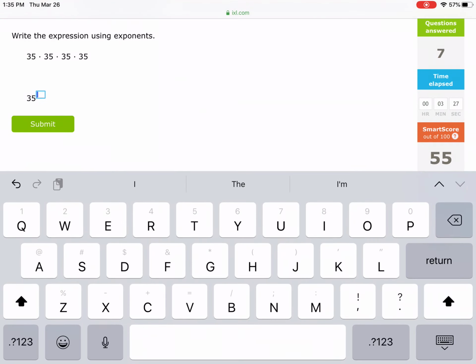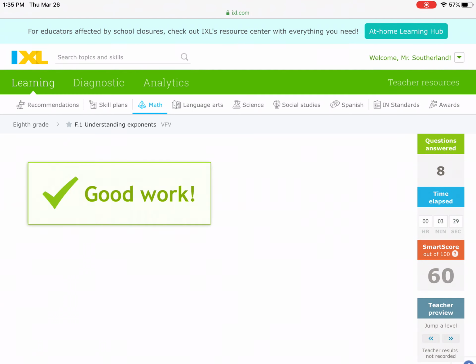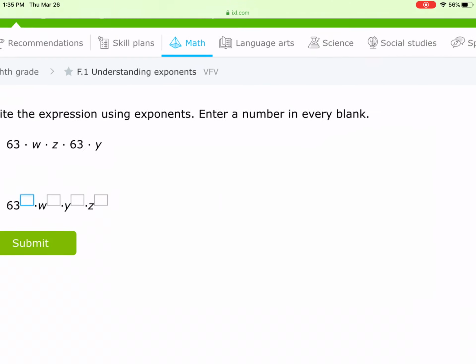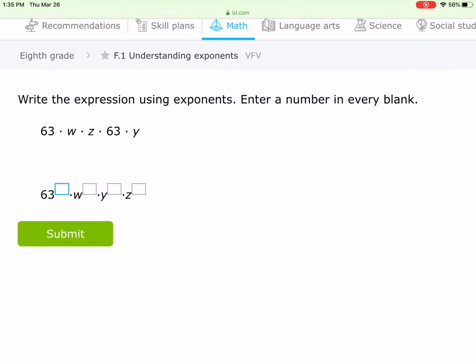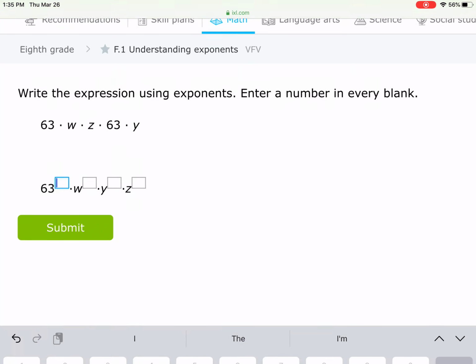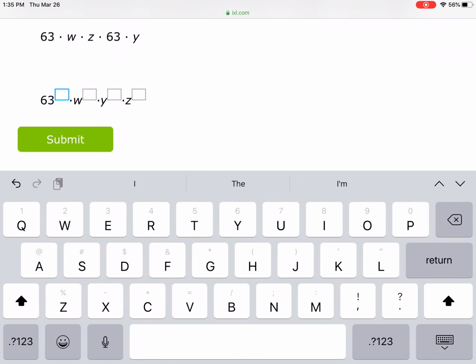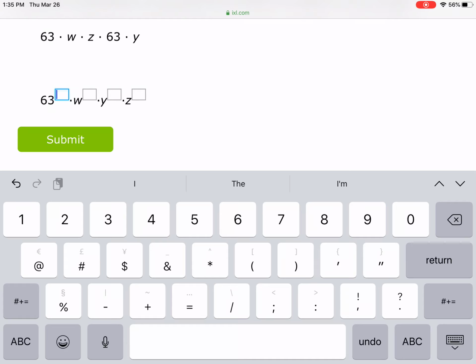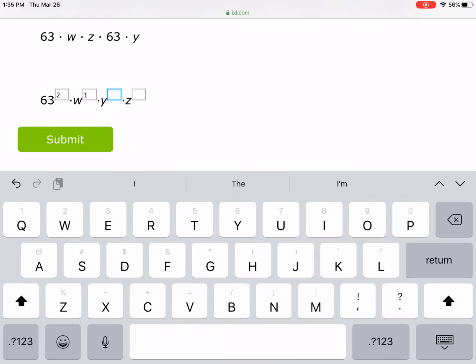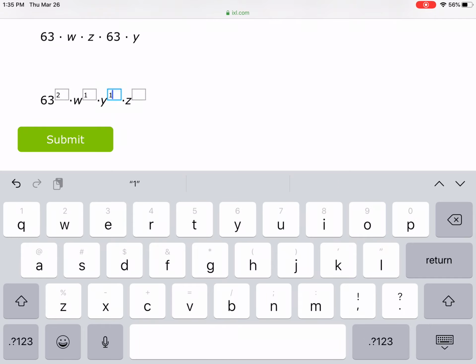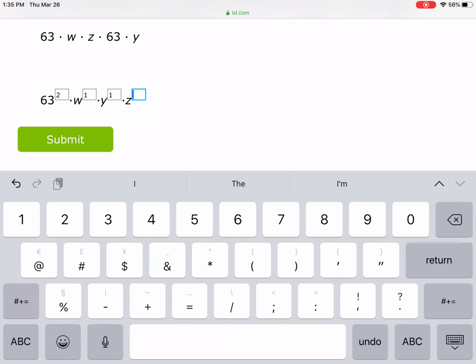There are 4 35s. Now we've got letters. And sometimes we get confused because letters, but it's actually just the same thing. Remember, letters just substitute for numbers. So there's 2 63s, we put 2. There's only 1 W, we put 1 W. There's only 1 Y, so we put 1 Y. There's only 1 Z, so we put 1 Z.